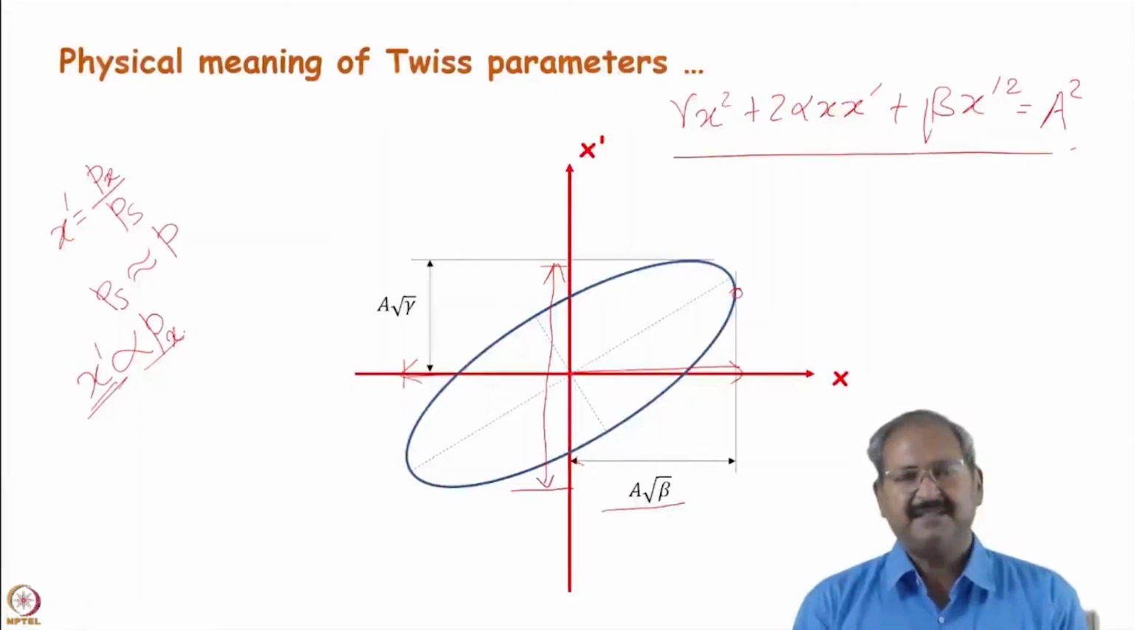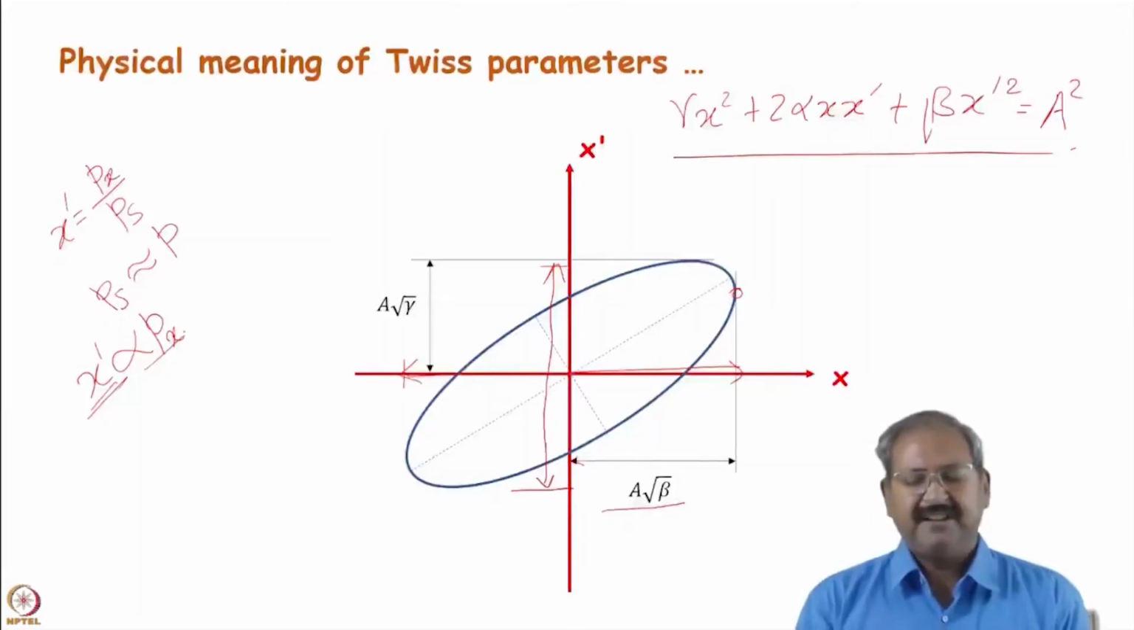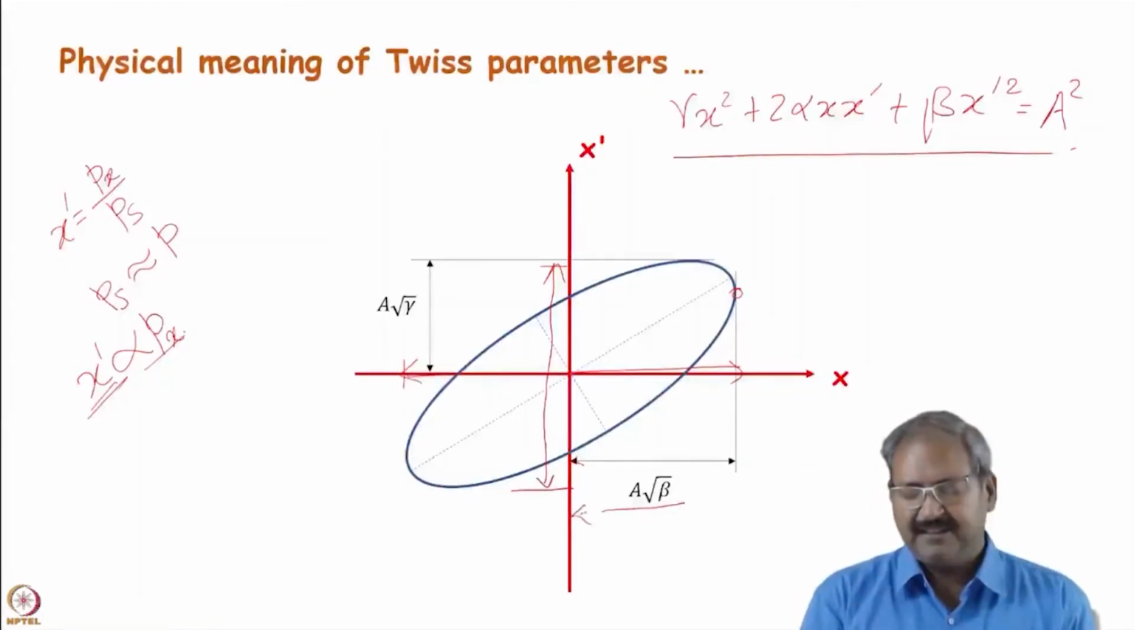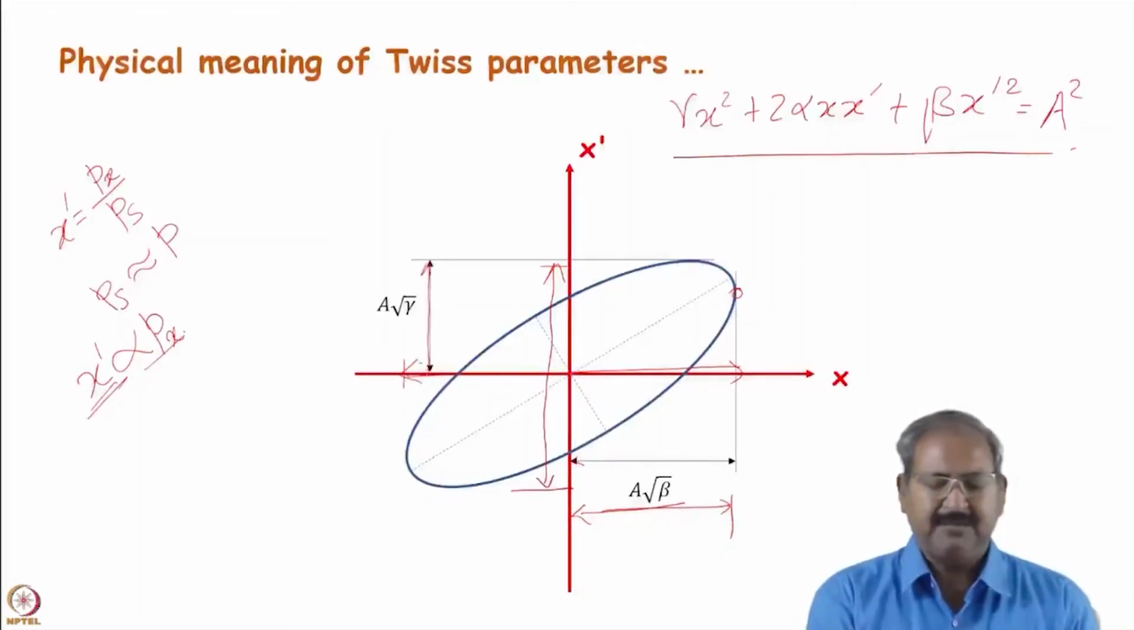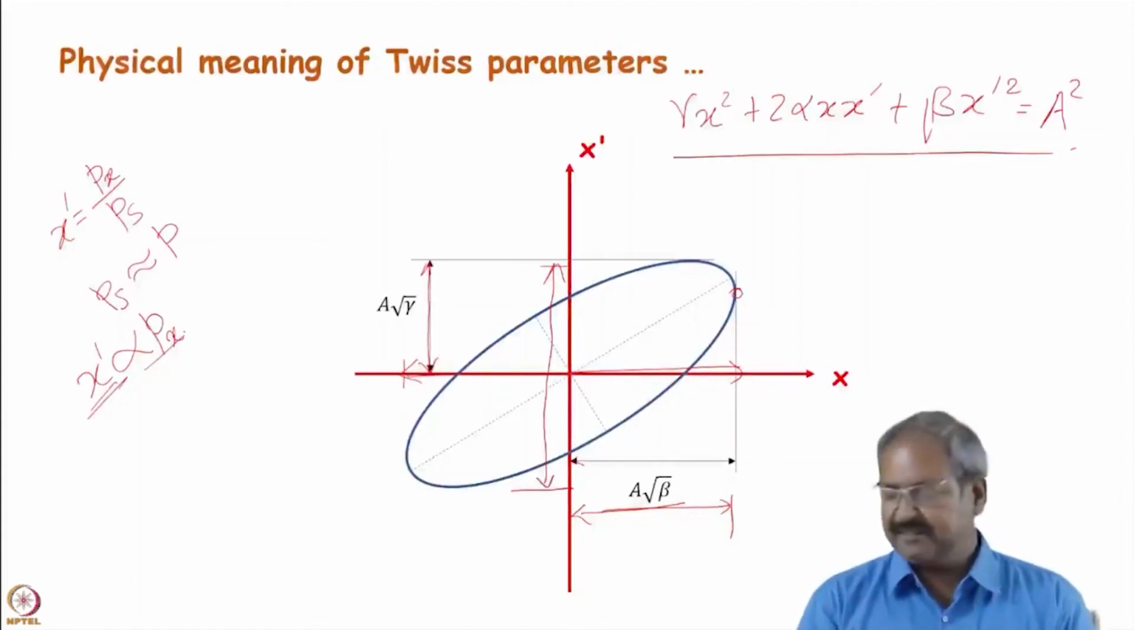And in some cases, when a charged particle feels some acceleration, it can radiate. So that is a kind of dissipative force in nature, because in the form of radiation, the particle loses its energy. So that again becomes a non-conservative system. In that case also, the area of this ellipse may not remain constant. But in this course, whatever we are studying, we can think that the area of the ellipse remains constant. And in this case, A root beta shows the maximum amplitude of displacement, and A root gamma shows the maximum amplitude in angles.